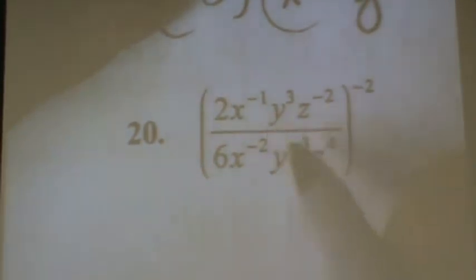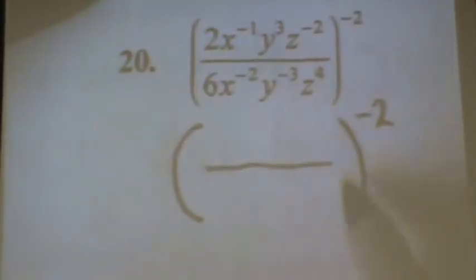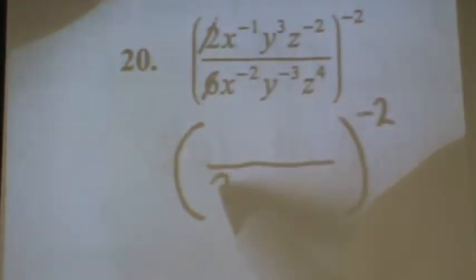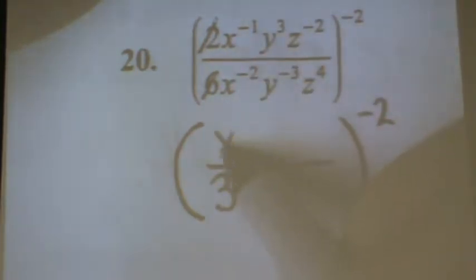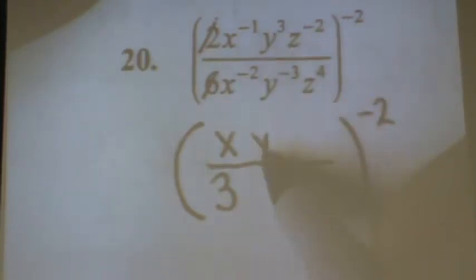Number 20. I would definitely simplify inside here first and then raise it to the negative 2 power. So I make my fraction bar, and we have 2 over 6, which is 1/3. And this x squared is going to go up on top, and this is going to go on the bottom. So what's left is 1x on top. This y is going to go up on top, and it's going to become y to the 6th power. And the z on the bottom is going to be z to the 6th power.